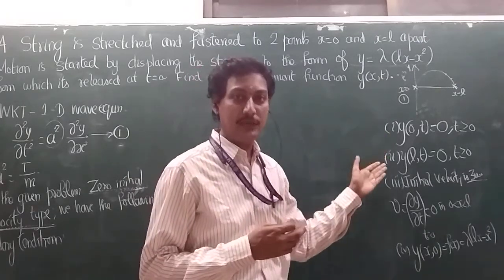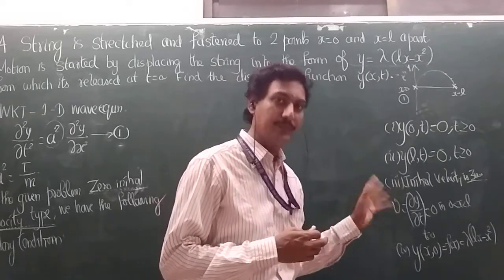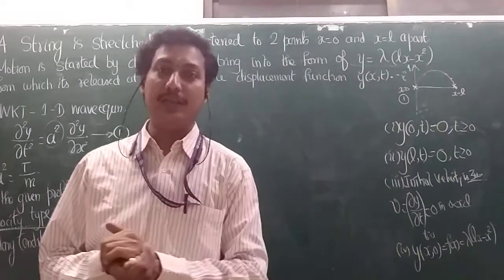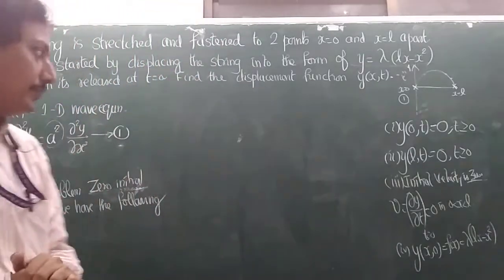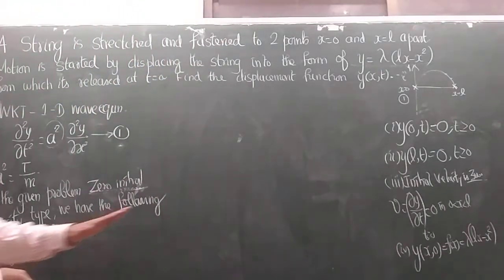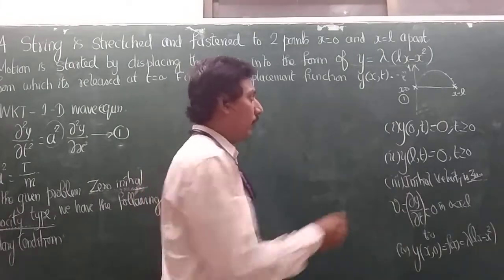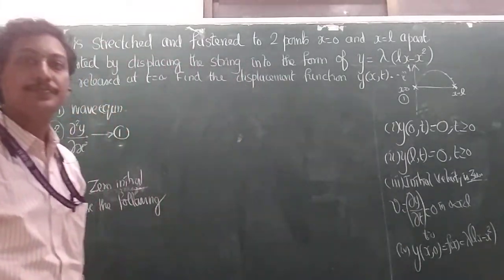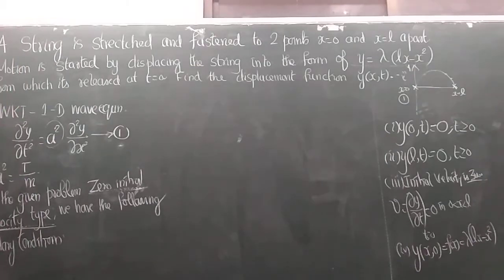The third one comes: velocity is 0. Displacement is now non-zero, it is given in the question paper, so we have to collect the data from the given question. Is that right, sir? Now, I am going to apply these conditions one by one into the correct solution. What will be the correct solution?